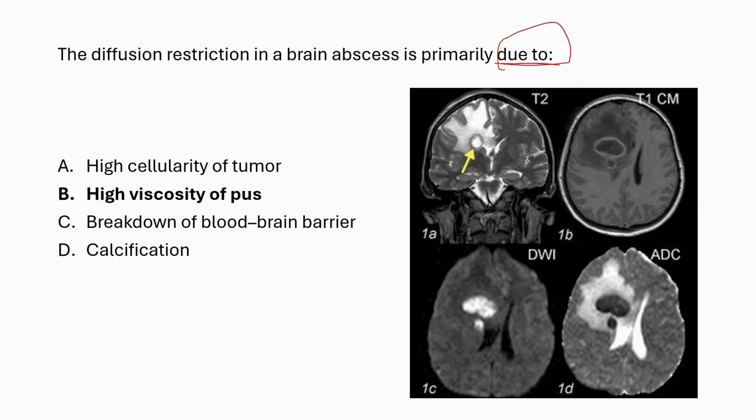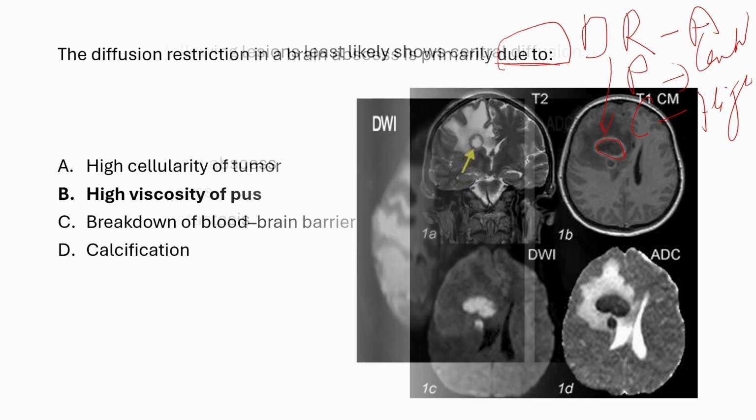So the central core contains the pus in an abscess, and we can remember this by logic. This pus is causing the diffusion restriction. So we can make the three questions and answers. The ring enhancing lesion with diffusion restriction is an abscess. The part where the diffusion restriction is seen is the central core. And the cause of the diffusion restriction is the high viscosity of pus. So this explains the three types of question and answer for the brain abscess.